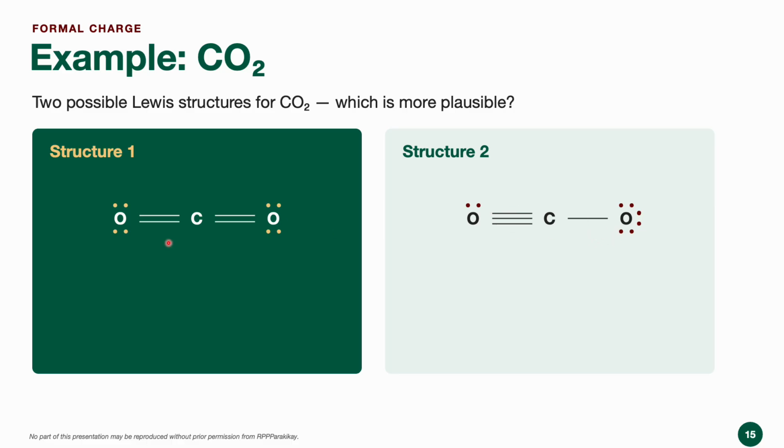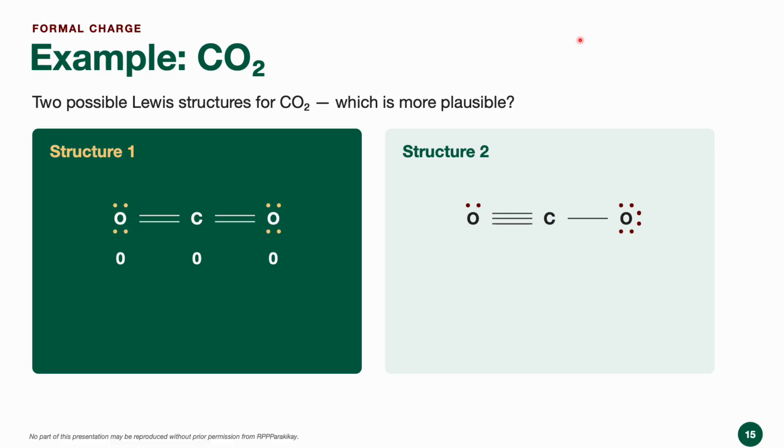If we assign the formal charge for each atom, so for structure 1, let's start with the central atom carbon. Carbon will have 4 valence electrons, and then let's count from there. 4, 3, 2, 1, 0. So the formal charge for carbon here is 0, and then for oxygen, starting with 6 valence electrons, 6, 5, 4, 3, 2, 1, 0, it will also have 0 formal charge. And then since the molecule is symmetrical, this should also have 0 formal charge.